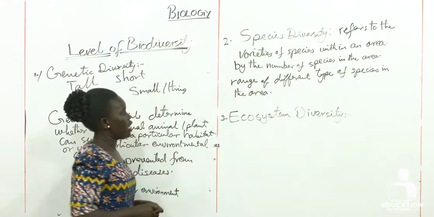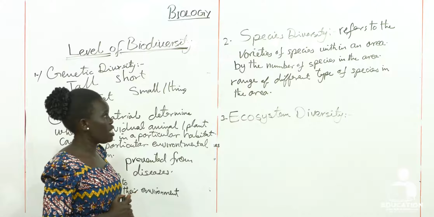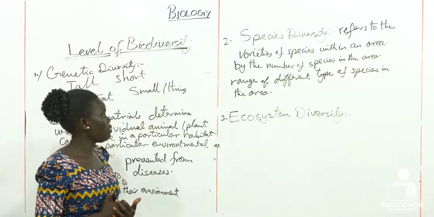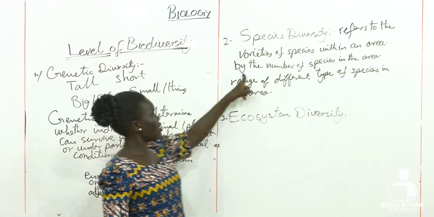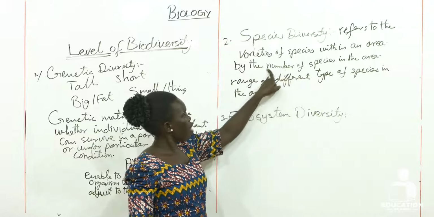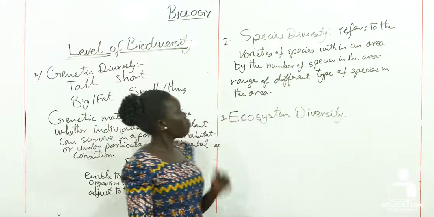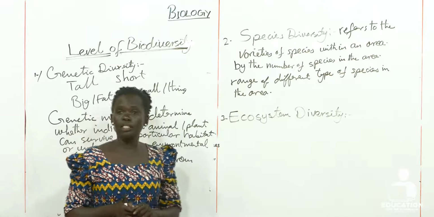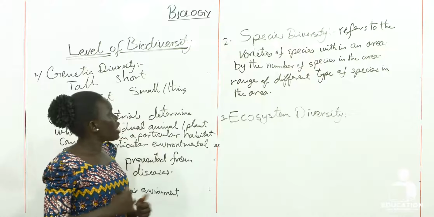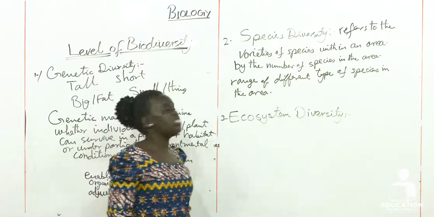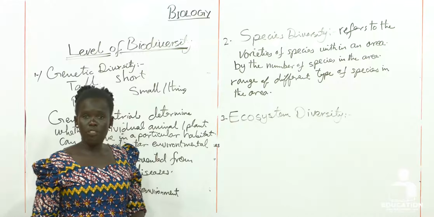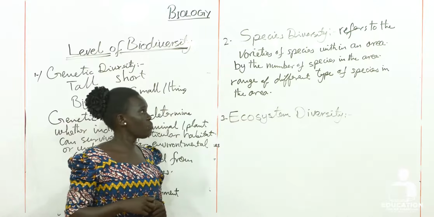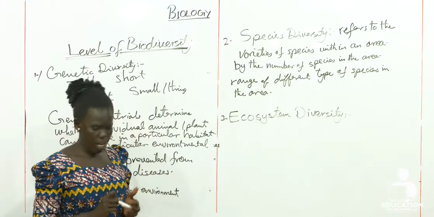So this is how we can measure species diversity, meaning the variety of species within an area, either by counting the number of the species, that means the number of individuals within the same species, or by counting the different types of species in that area, to give us a picture of the species diversity in that particular area.